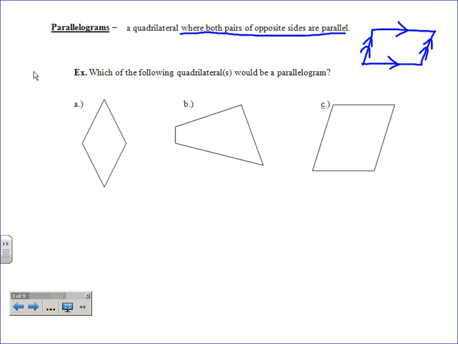So of the ones that you see on the smartboard, A, B, and C, which ones would you say are parallelograms? Again, you have to listen to what I said. I said on the smartboard. None. On your notes, do you have any? How come on your notes you have some that are, and up here there are some that are not?